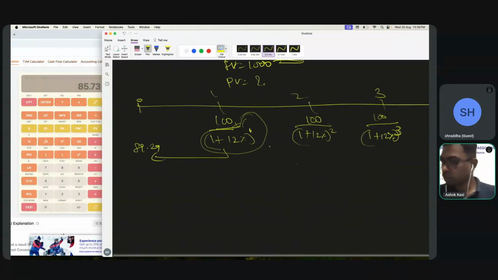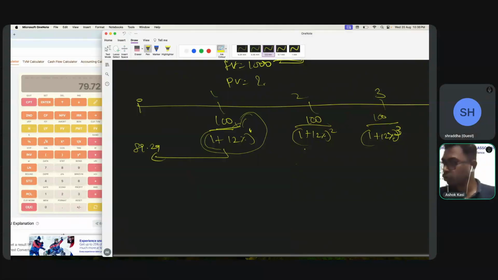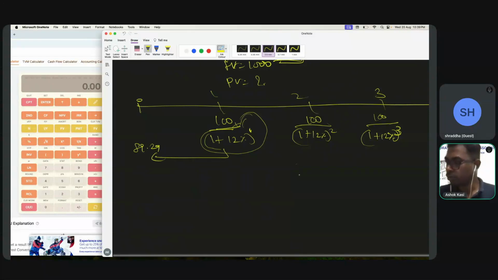So this one is 12% plus 1 equal to raised to 2 equal to 1.25, then inverse into 100 equal to 79.72, which I will store in store 2. Okay, I will replace this. When I do store 2, whatever I stored previously will get replaced with the new number. Okay, store 2, 79.72.